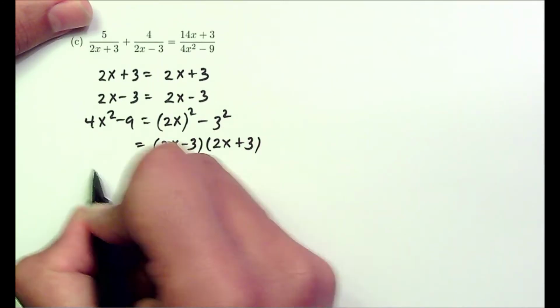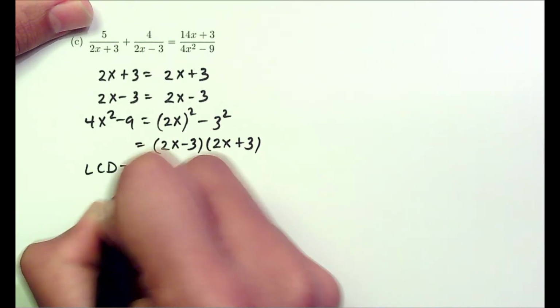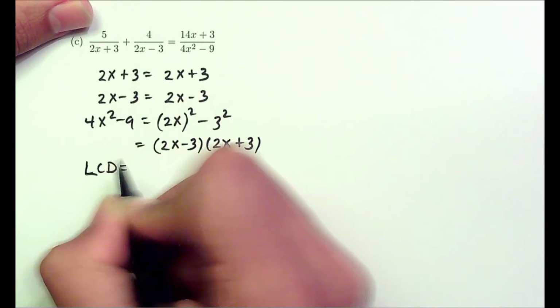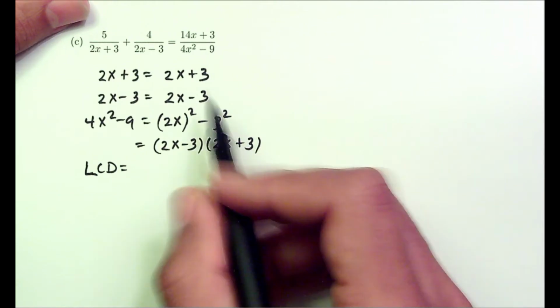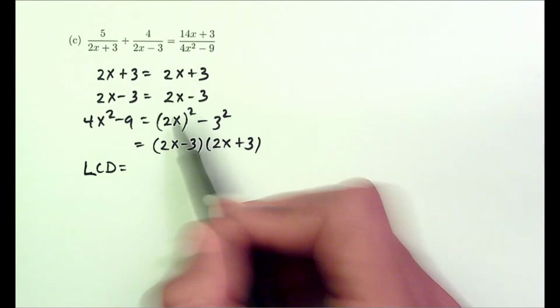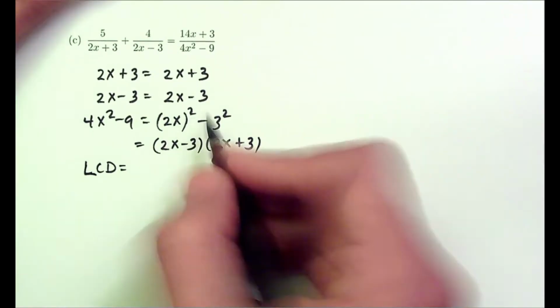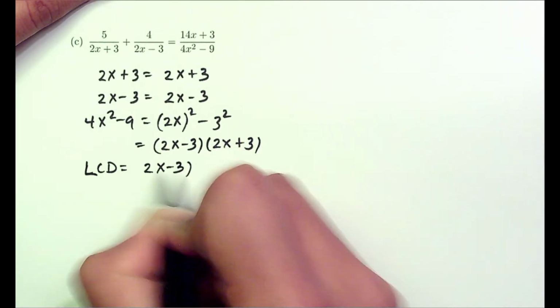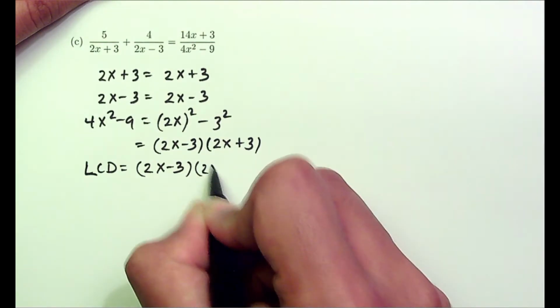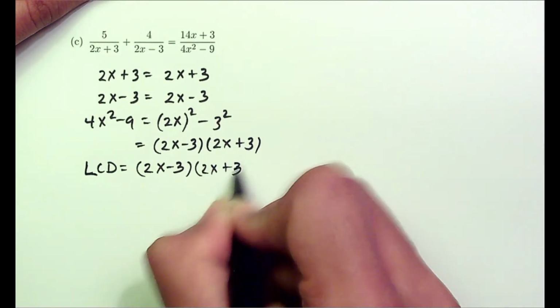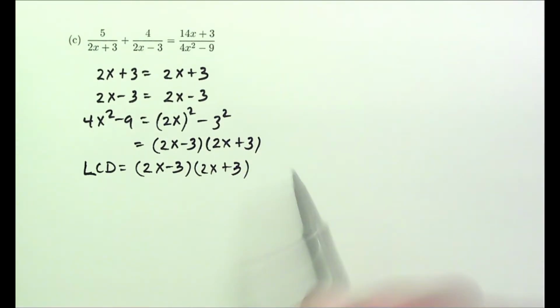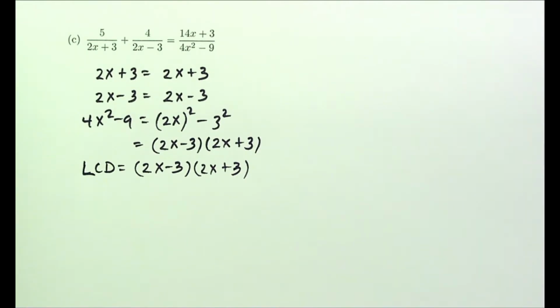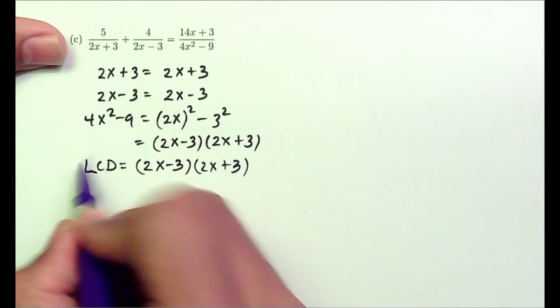And now that everything has been factored, we can write down what is the LCD. The LCD is you look at the different factors, 2x plus 3, 2x minus 3. They're repeated here. You only write them once. So you write those, and then if there's any exponents other than 1 for either of the factors, you choose the biggest one. In this case, there's none, so that means that's it. That is the LCD.